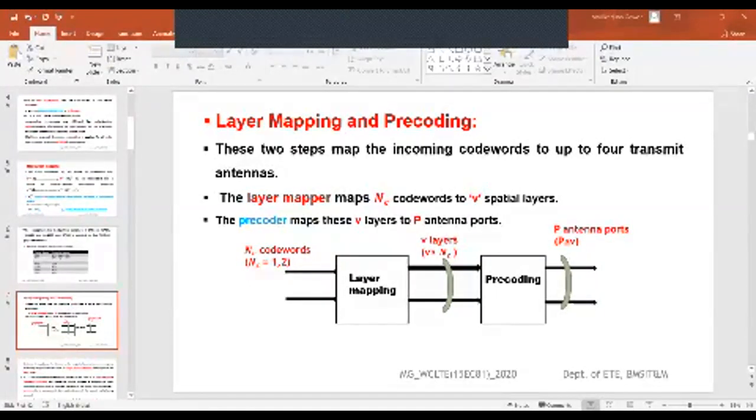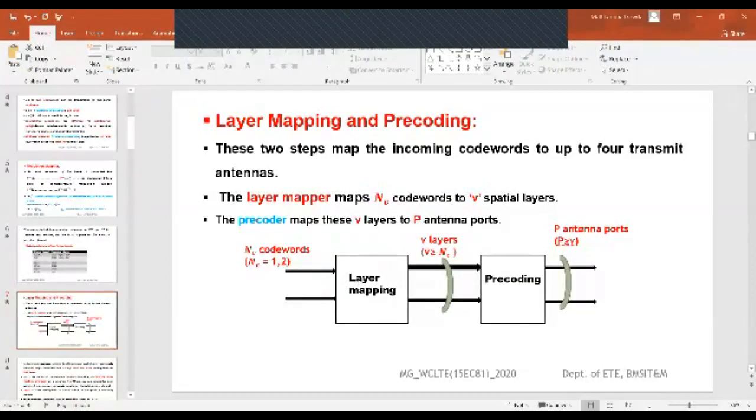So I was discussing this modulation process, right? As I said, in the modulation process, the code word from the channel coding process is passed through scrambling, then modulation mapping, then layer mapping and pre-coding. The output of pre-coding is mapped to resource elements, then the OFDM signal is generated. So I discussed it till resource mapping.